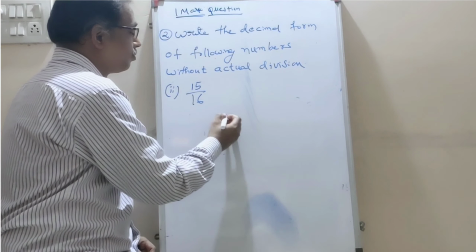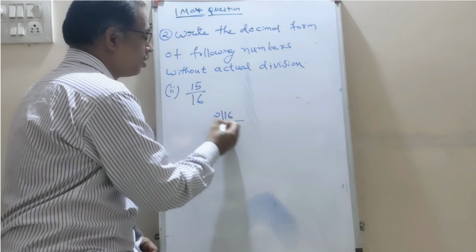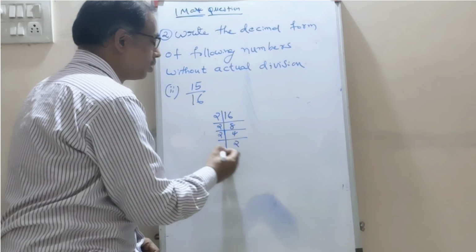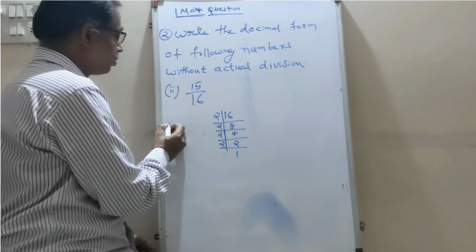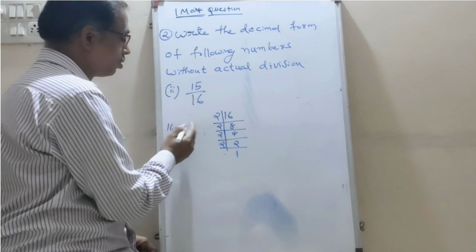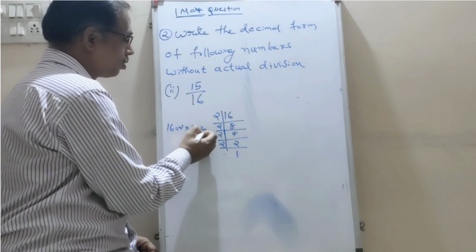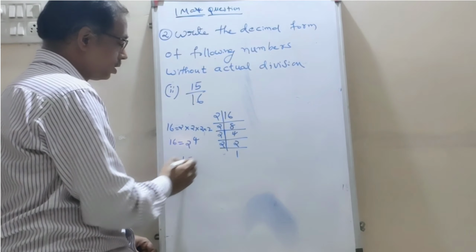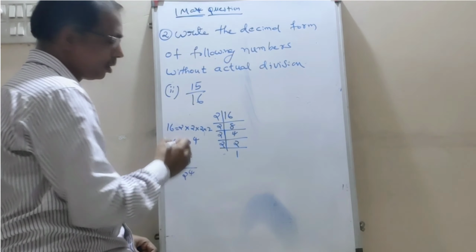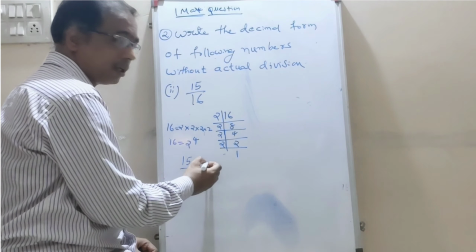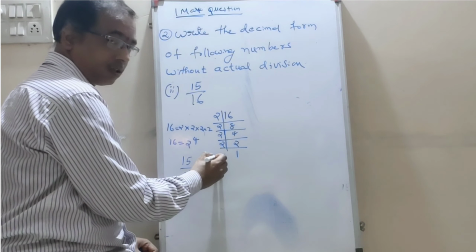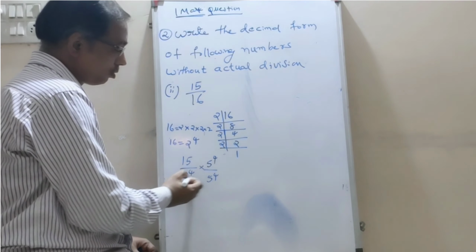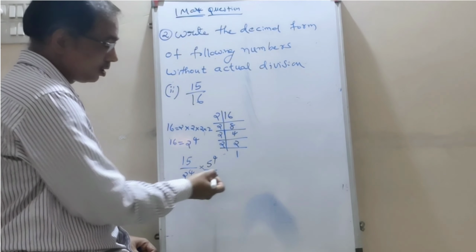Now here also take the prime factorization of 16: 2 8s, 2 4s, 2 2s, 2 1s. That's why here 16 is equal to 2, 2, 2, 2: 2 is in 4 times. That's why we can write 2 power 4. So we can write 15 by 2 power 4. Here again we need to multiply it by 5 power 4, 5 power 4 by 5 power 4. Why? Because we have here 2 power 4, so to get 10 multiples we need 5s in 4 times.